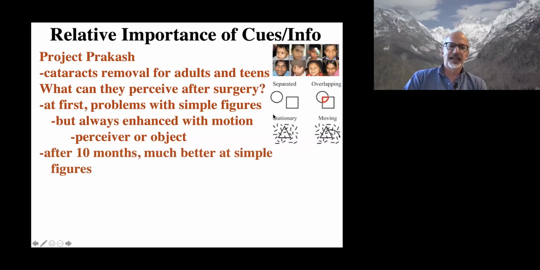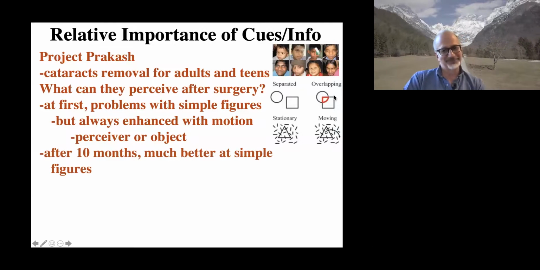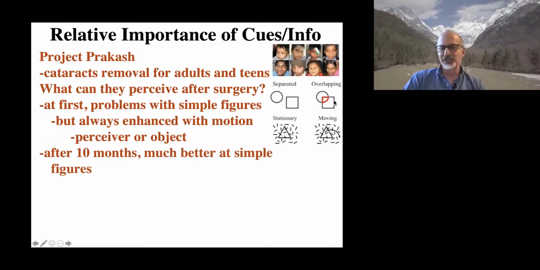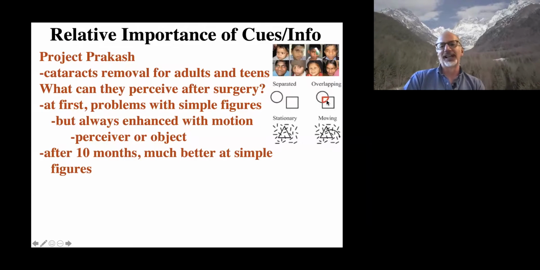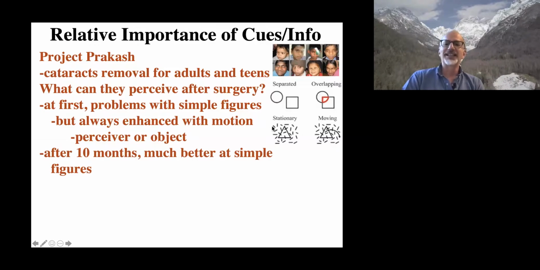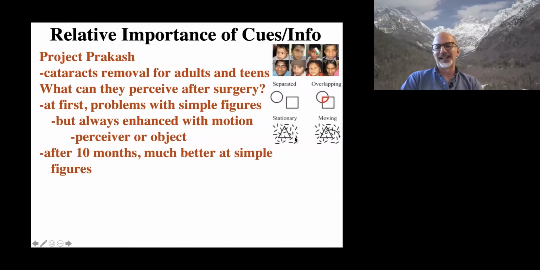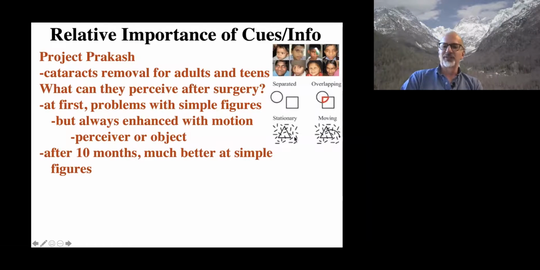All right. After 10 months, they can do this without much problem. They can look at these images and say, oh, it's a square and a circle and they're overlapping. They will not interpret this little piece here as a separate thing, right? And they're able to say, oh, yeah, it's a triangle against all these little lines there. They're able to do it without the motion, okay?